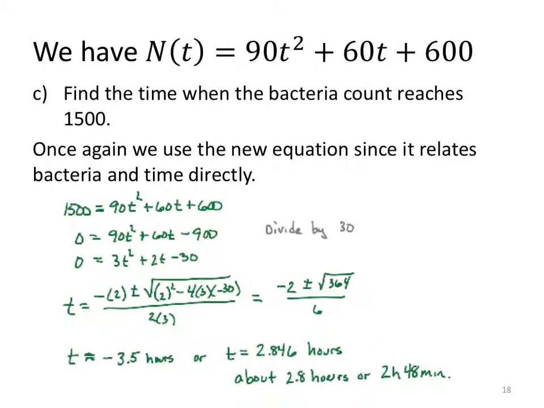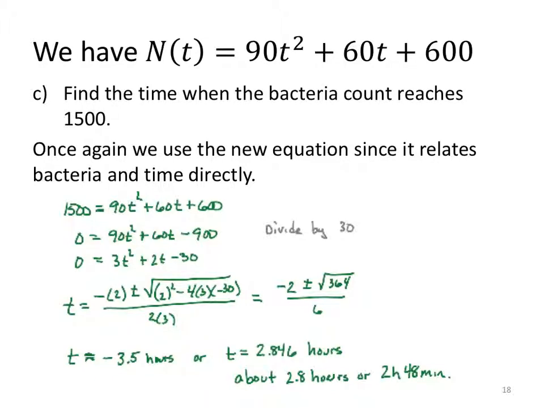And what we all want to know, find the time when the bacteria count reaches 1500. We're again going to use the new equation since it directly relates bacteria and time. And in this case, the number of bacteria is 1500, so I'm going to set 1500 equal to 90t squared plus 60t plus 600. Subtract 1500 from both sides because anytime I want to solve a quadratic, I'm going to get it equal to 0.